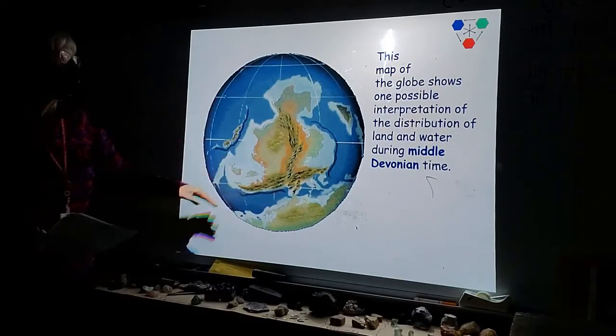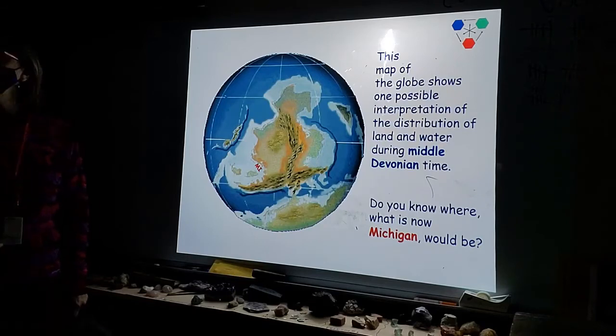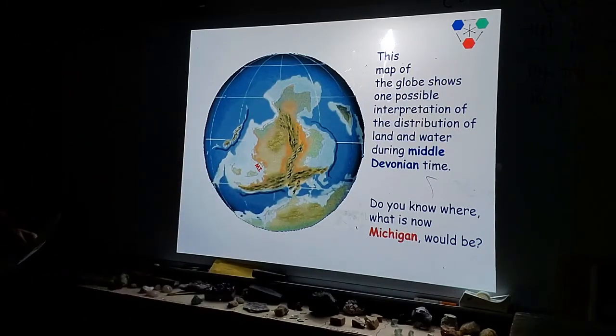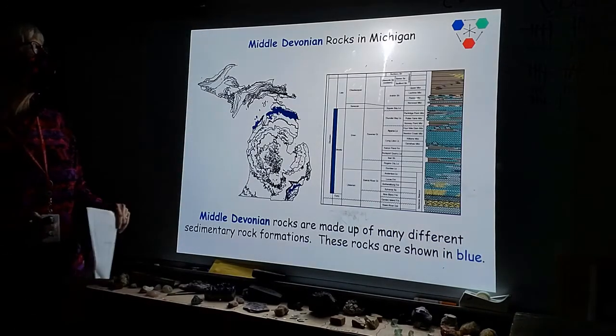Where do you think Michigan is going to be? Right there. Right here, Michigan right there. It kind of looks like Benji. Okay, moving on. Some of the Michigan Devonian rocks are on this chart. You don't have to know that.